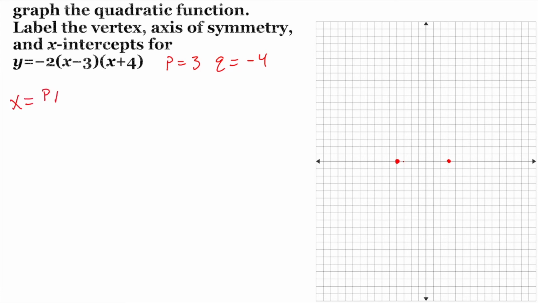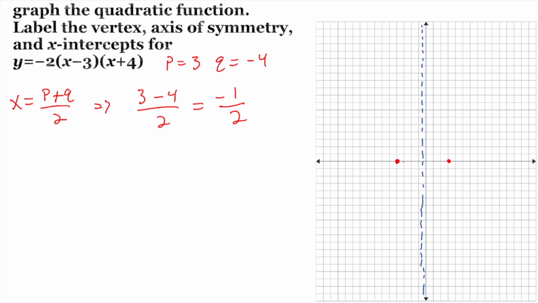x is equal to p plus q divided by 2, which is 3 minus 4 divided by 2 equals negative 1/2. So that is about here. That's not enough to graph a quadratic that has the shape of a parabola, or a U-shaped graph. I need to find the vertex.